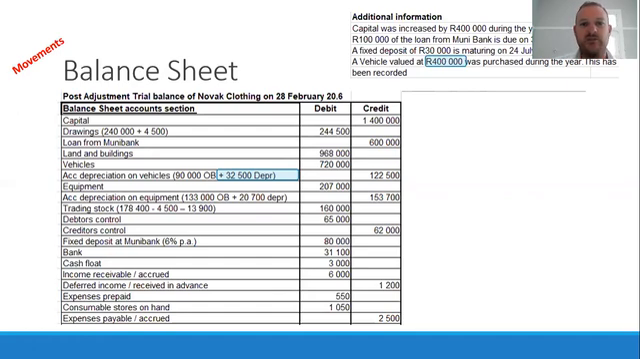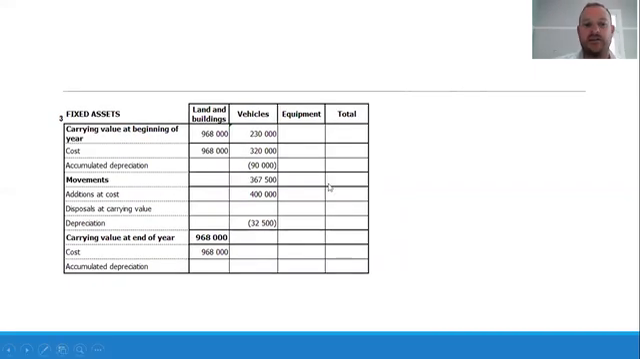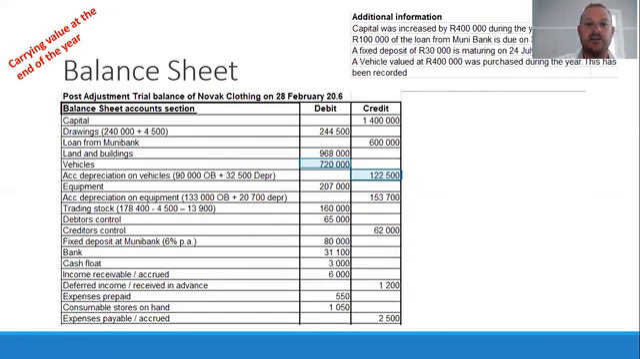If we look at those movements, the 400,000 Rand additional vehicle and that 32,500 Rand depreciation, this is how we would record it. Additions at cost, 400,000 Rand, and the depreciation, 32,500 Rand. Notice that depreciation is in brackets. We simply deduct the 32,500 Rand from the 400,000 and we get the total movements for the year amounting to 367,500 Rand.